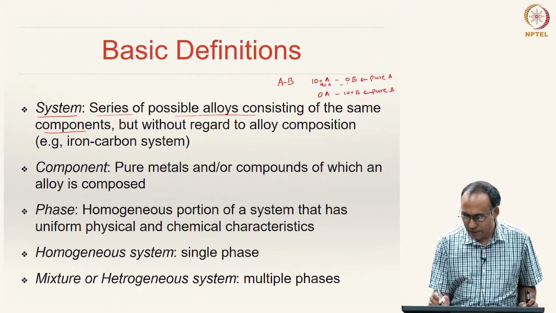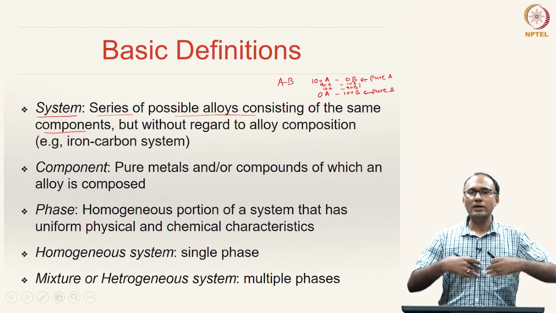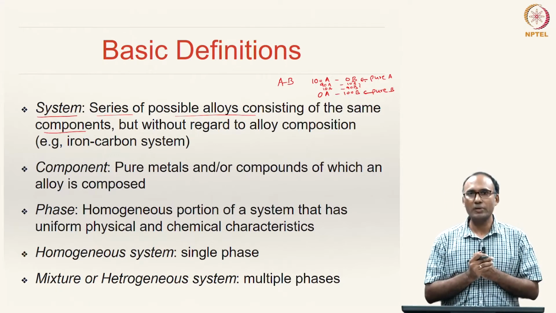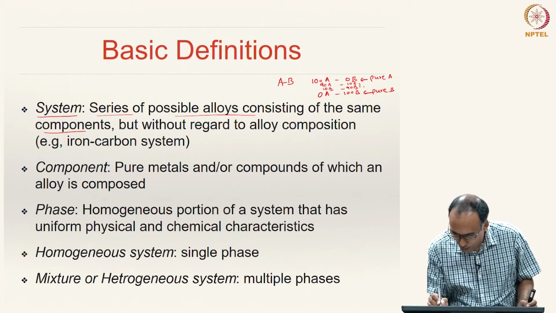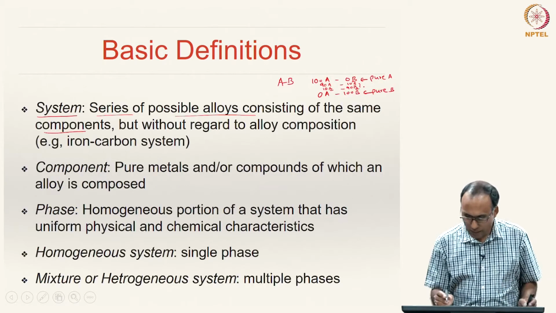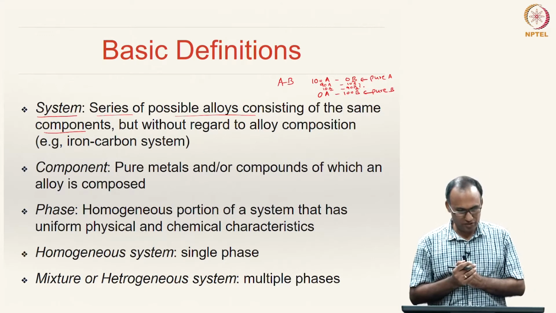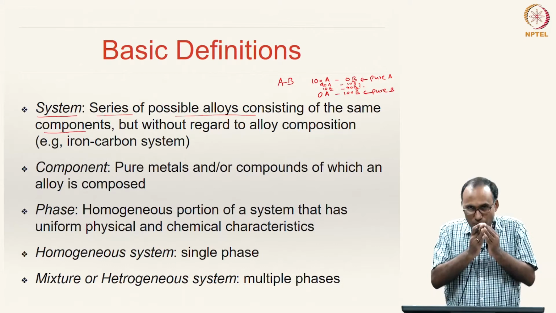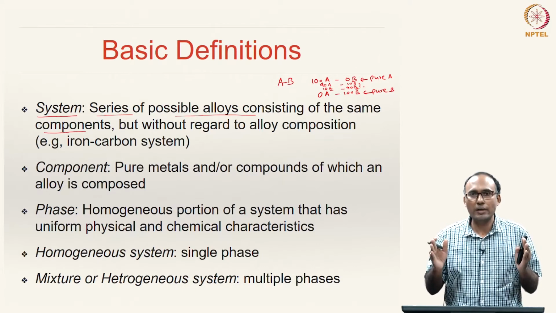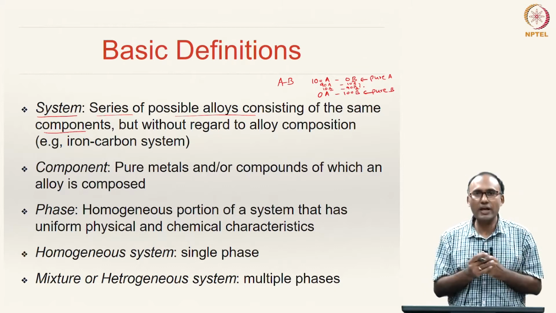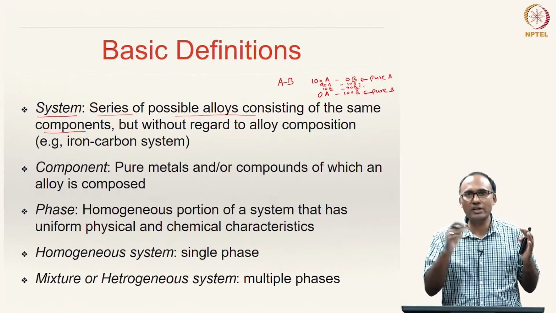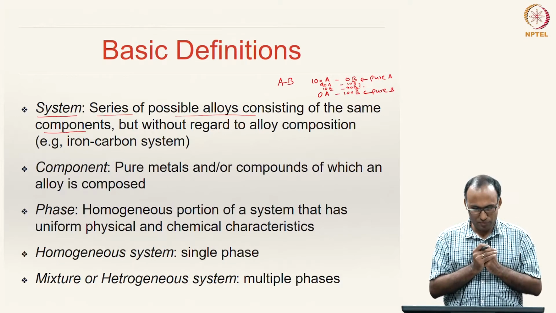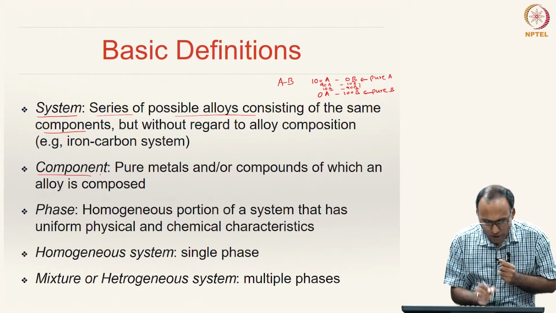For instance, 90 A, 10 B, or 10 A, 90 B, and in principle you can have infinite such combinations. So, a series of all such possible alloys consisting of the same components A and B, but having different compositions, can be considered as one system. For instance, if you take iron and carbon, all combinations of different weight fractions of carbon in iron is called the iron carbon system, right.